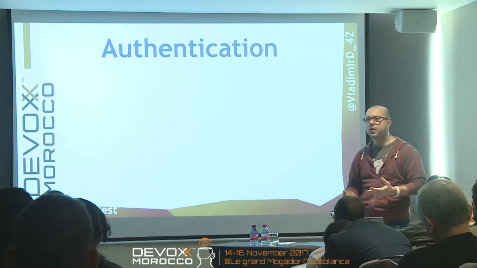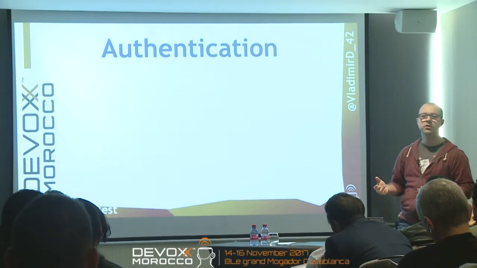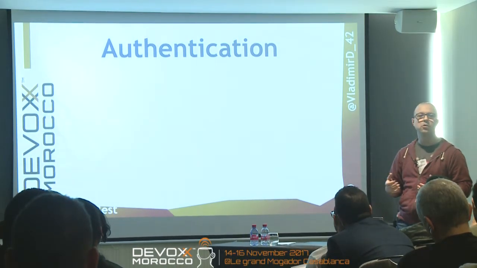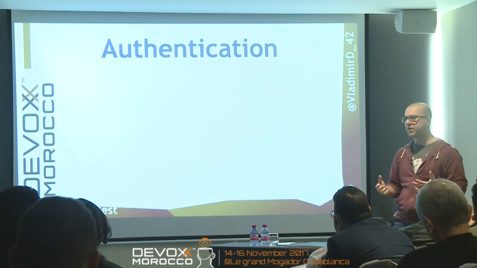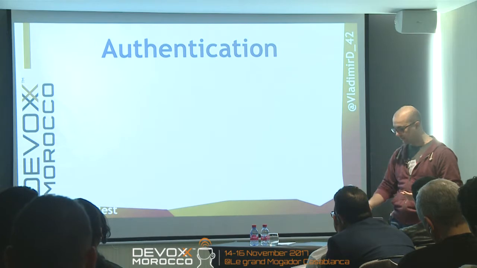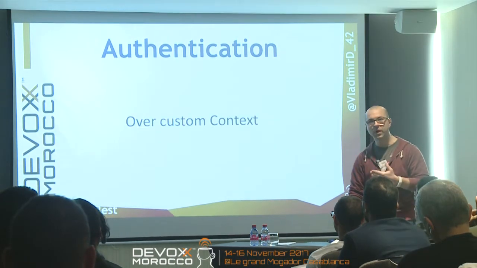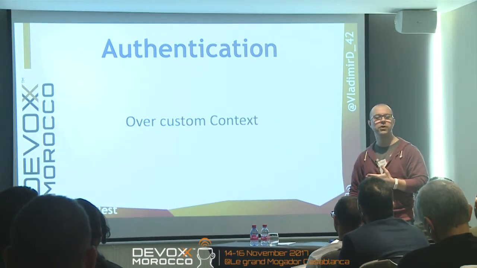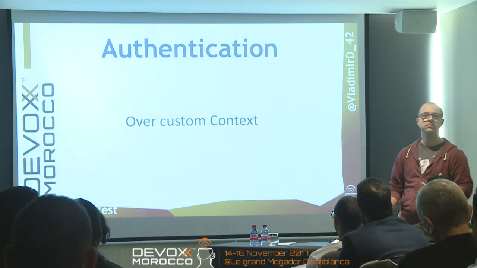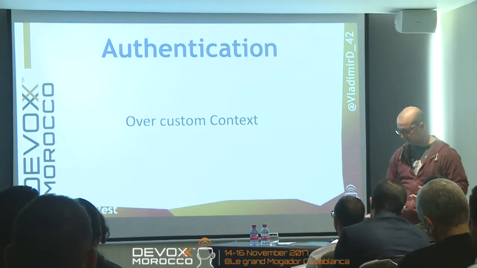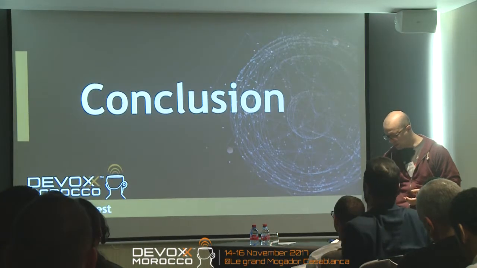Okay, what about authentication? Because we all know that not all APIs are completely open to the world, right? Sometimes we need to check credentials to see if everybody has the rights to see what they need to see. Well, in the Java implementation, you do that using the custom context. That's it, basically, the same thing. So, conclusion.